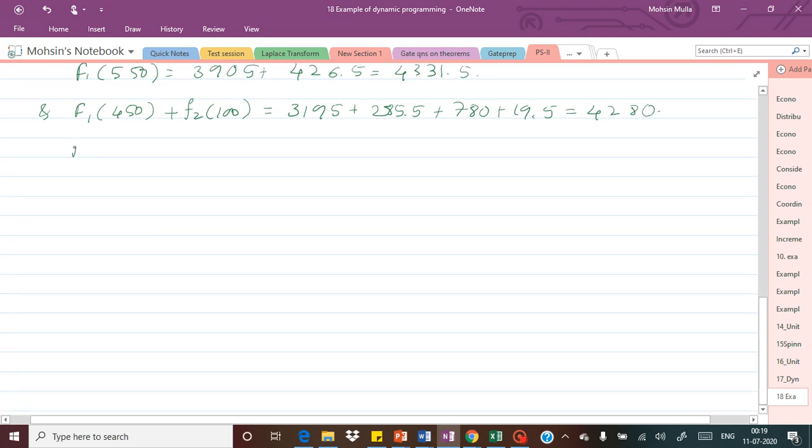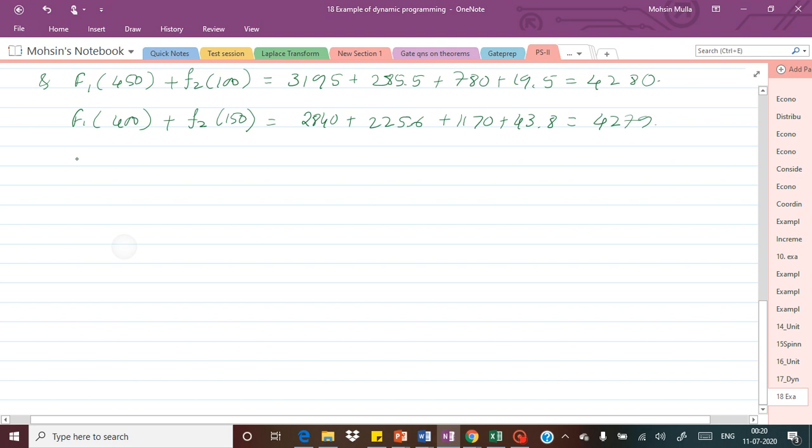Okay, similarly let us find 400 plus F2 of 150. So here it is going to be 2840 plus 225.6 plus 1170 plus 43.8, and solving this we will get 4279. Okay, and then again let us reduce by 15 the first unit and increase by 50 in the second unit.